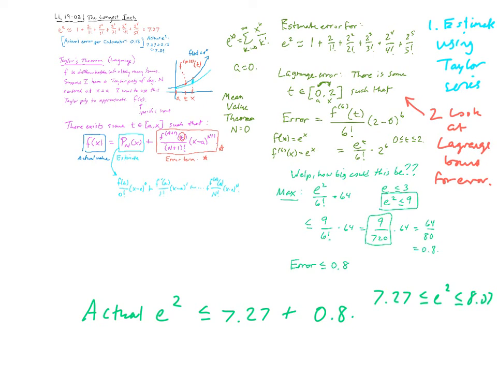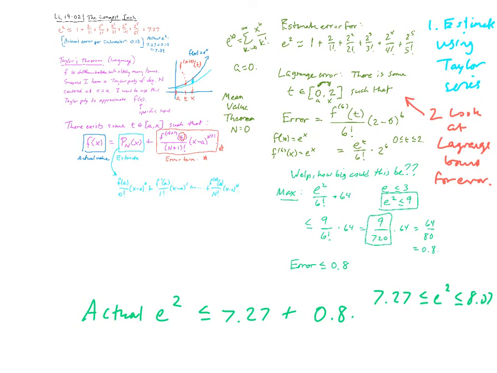The Lagrange bound doesn't tell us exactly what the error is. It tells us that there's this mysterious t in between the center for our Taylor series and where we are trying to estimate f. Somewhere in there's a t for which the next derivative of f at t, when substituted directly into this formula, gives us the exact error.